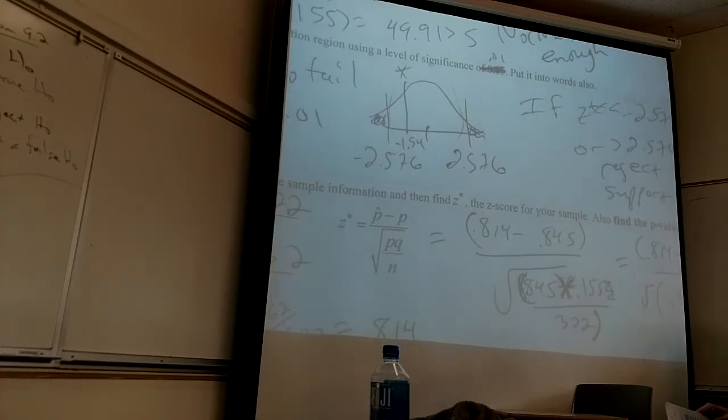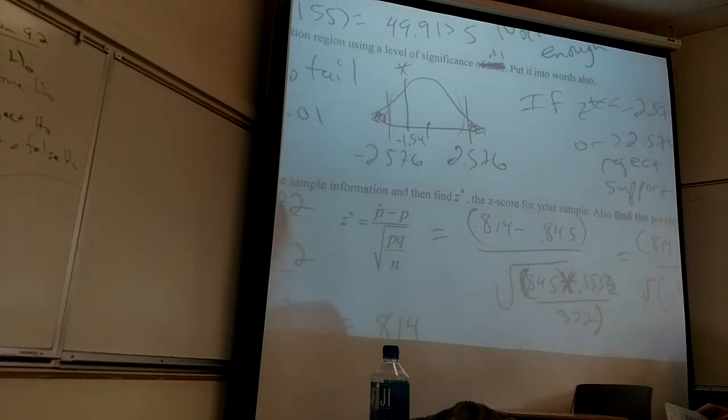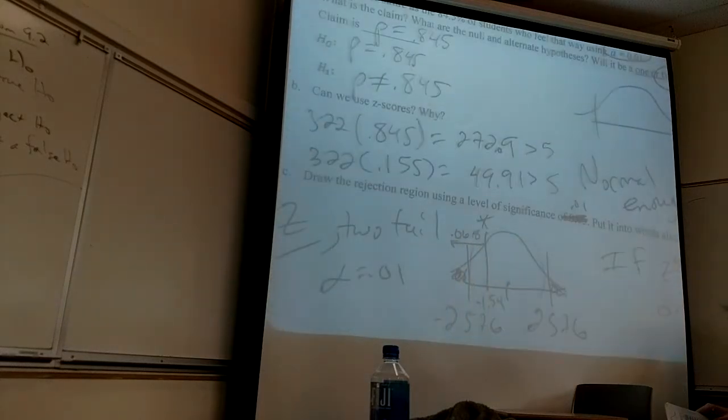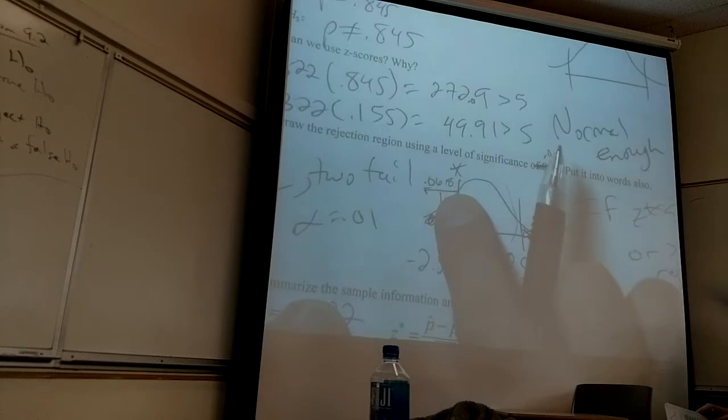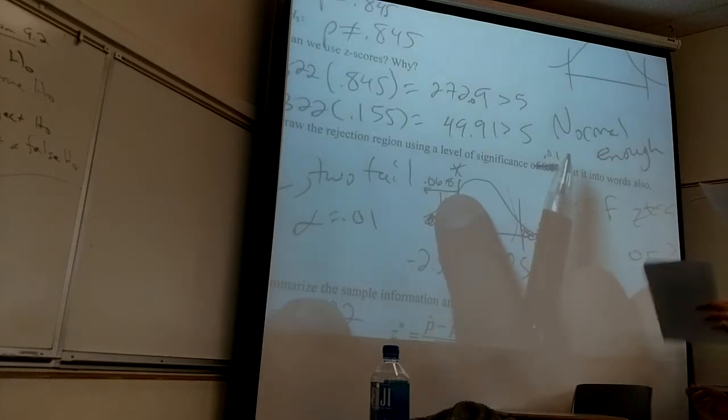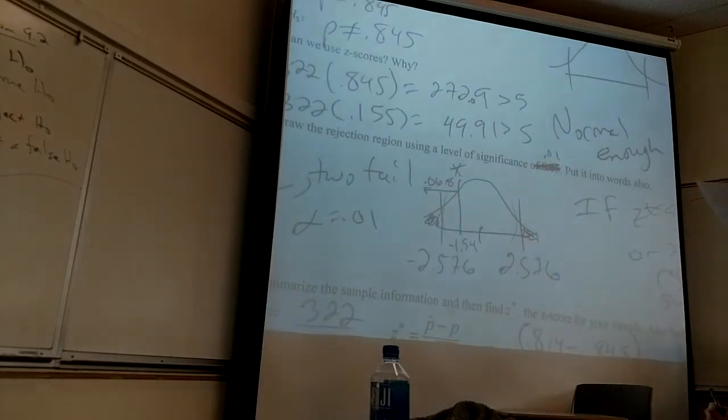What area is below negative 1.54? 0.0618? Yeah. Sounds like it could be true. So the p-value is not 0.0618. This is 0.0618. So based on what I just said earlier, what do you think the p-value actually is?